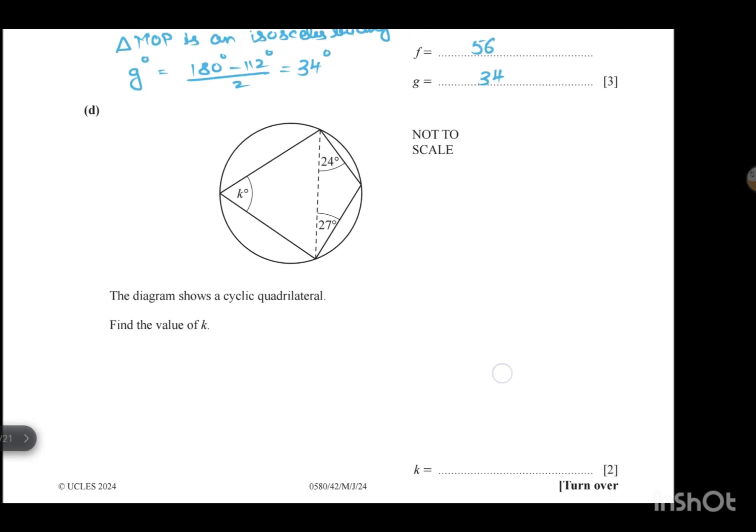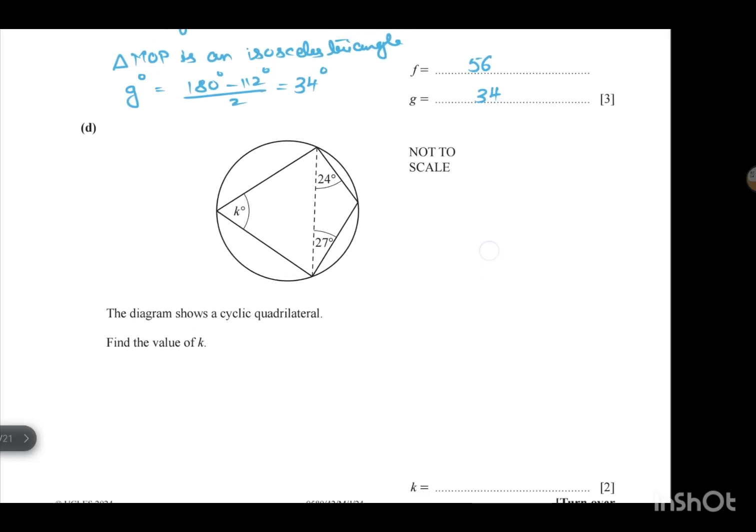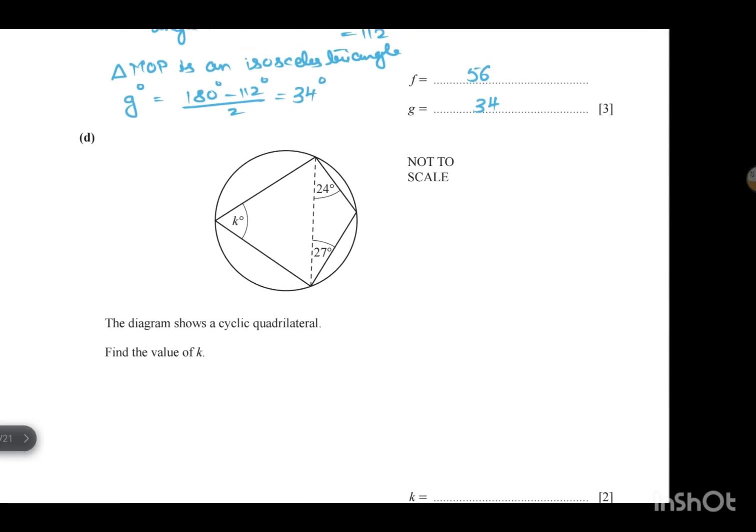Question D now. The diagram shows a cyclic quadrilateral. Find the value of K. Now in a cyclic quadrilateral, the opposite angles, if you add them, you get 180 degrees. So in a cyclic quadrilateral, the sum of opposite angles is 180 degrees.